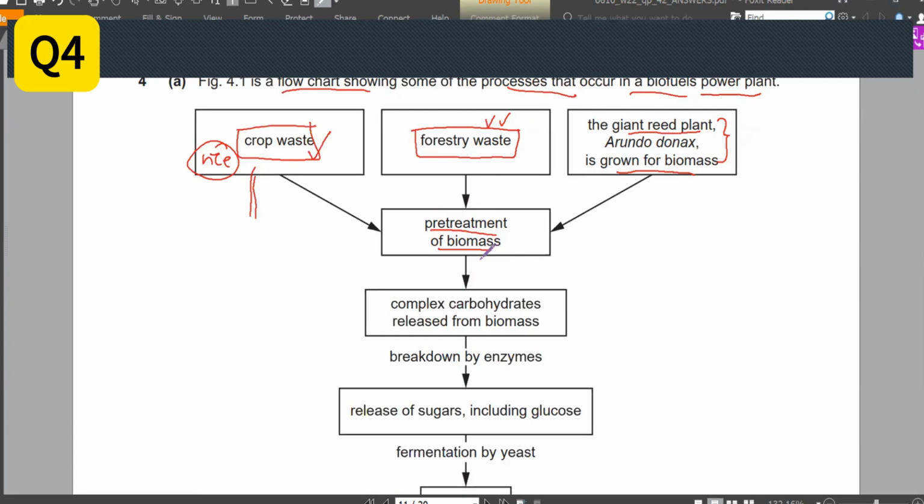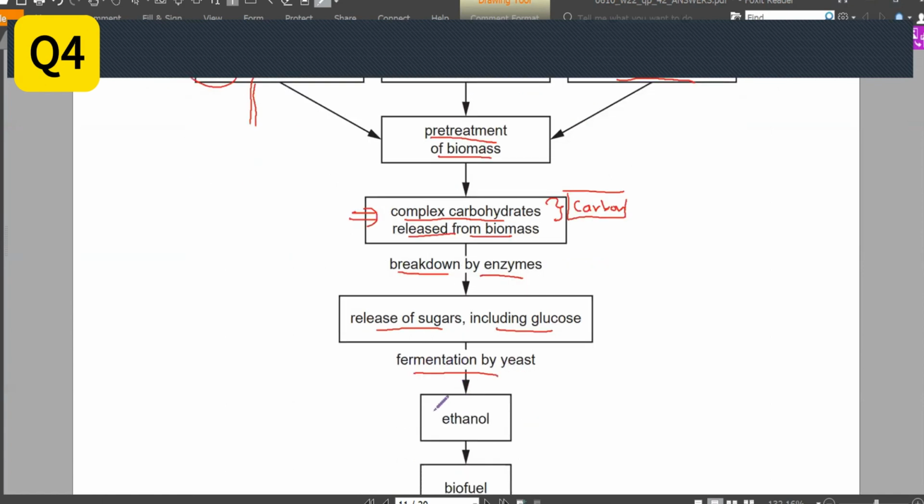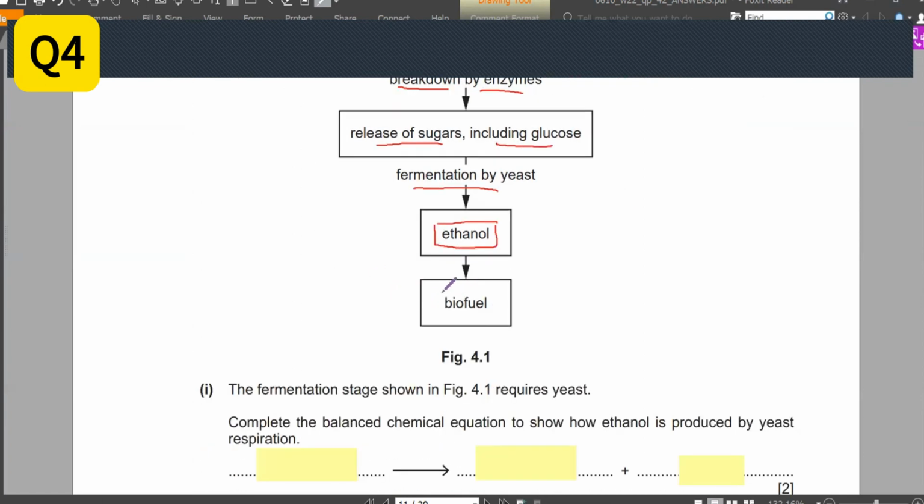It will undergo some treatments, and then it will release complex carbohydrates. The carbohydrates, we know, contain carbon, so the carbon can be used as energy later. Broken down by enzymes, it will produce sugars and glucose. Fermentation by yeast will produce ethanol. So the ethanol will be the biofuel, the fuel that is coming from biological sources.